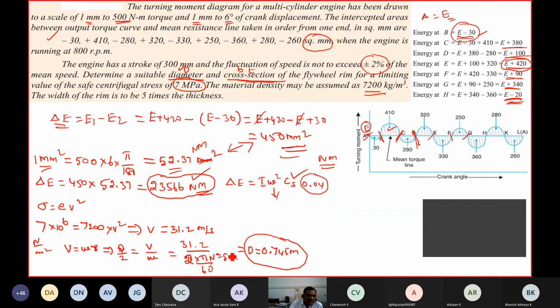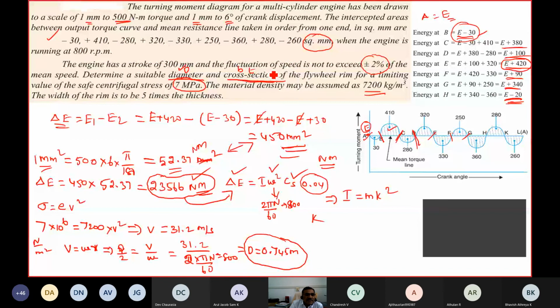Omega, already we have the value of speed. So 2πN/60, N is equal to 800. So from this we can substitute the value of omega. Cs we know. Delta E, this is the value of delta E. So from this we can find the value of I. What is I? I is equal to mk square.